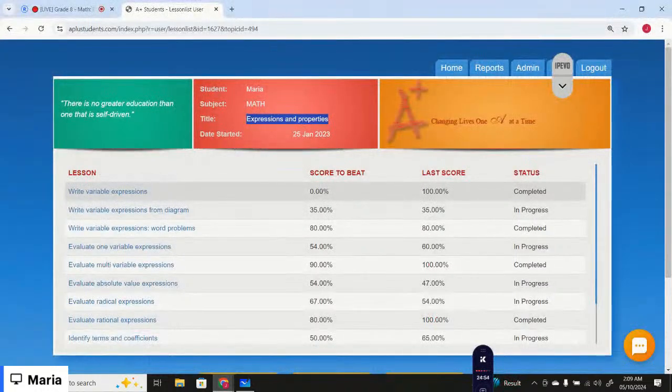Okay, here I'm on grade 8 math. The chapter we are on right now is expressions and properties. Let's just start with the lesson that is write variable expressions.